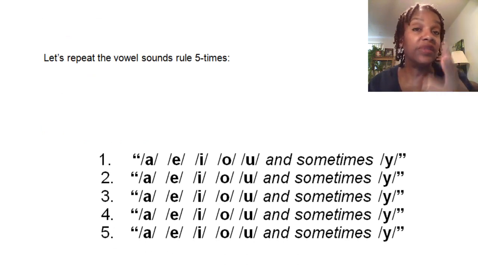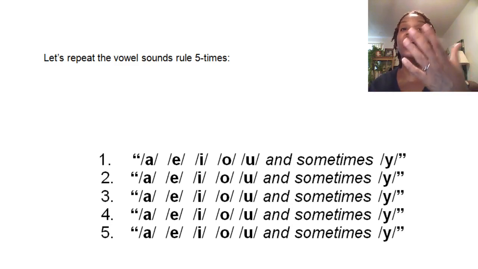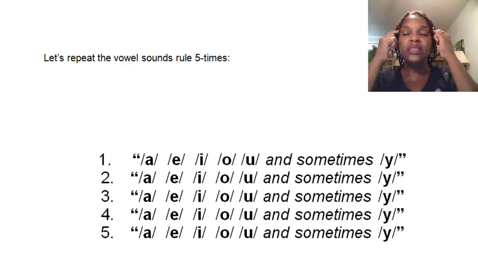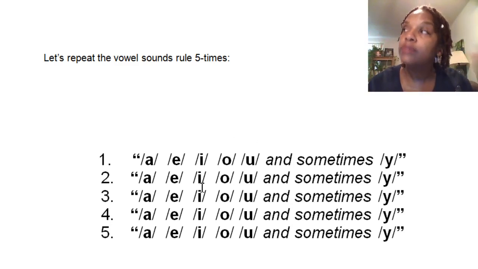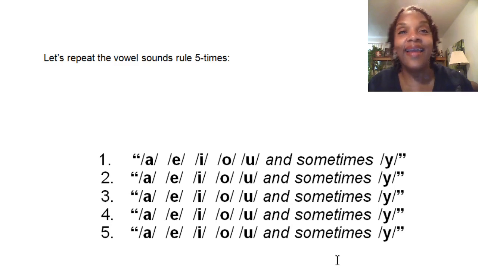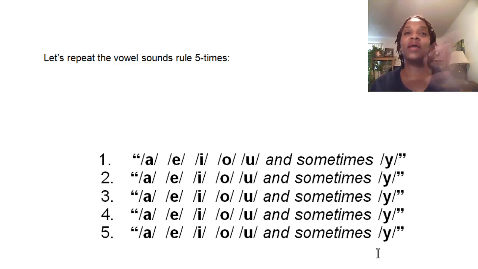I'll say it first. The first time I want you to listen, and then we're going to say it together 5 times, just to recap, because again, this is the cousin vowel. So the chant goes like this. A, E, I, O, U, and sometimes Y. A, E, I, O, U, and sometimes Y. So let's do it together. Count of 3. 1, 2, 3, go.